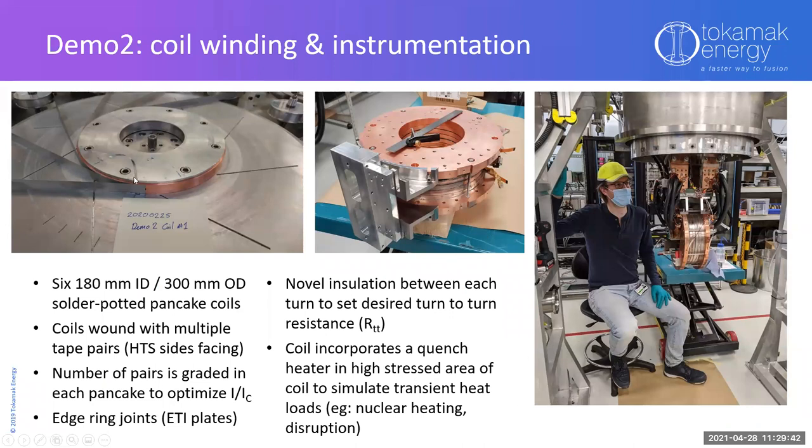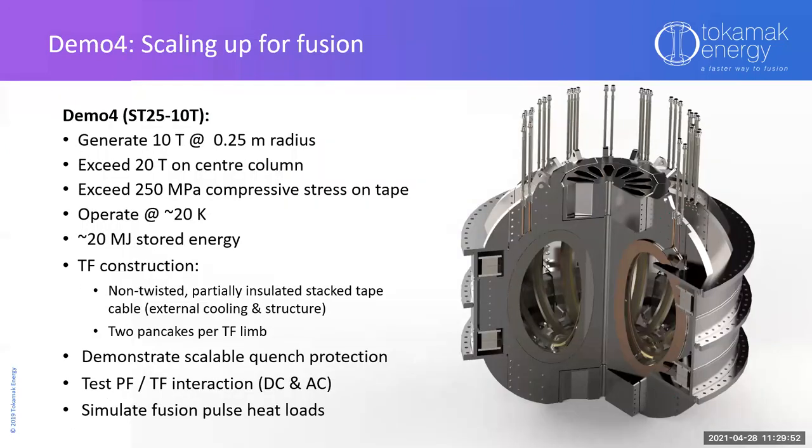Okay, so this is just to show you the instrumentation that is used for the coil winding and for the coil testing. And I think the last slide is about Demo 4. I think it's very, very nice. This is the electric machine that we are building and will be operational by the end of, let's say, the last quarter of 2021. So Demo 4 has a 25 centimeter major radius and operates at 10 Tesla at 25 centimeter radius. So 10 Tesla will be here. And you can imagine that the magnetic field on the coil will be so much larger than 10 Tesla. So it will actually exceed the 20 Tesla on the center column.